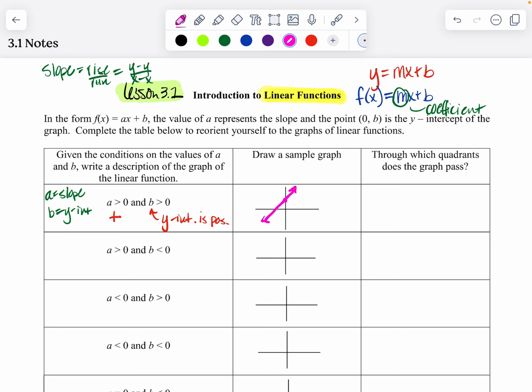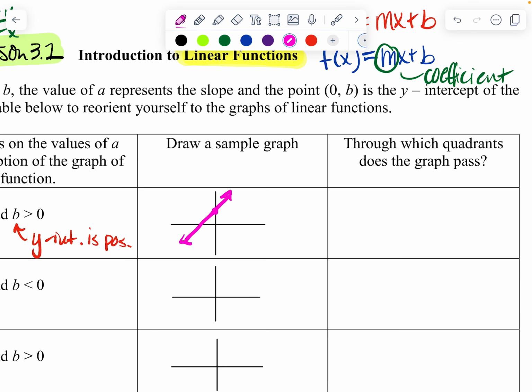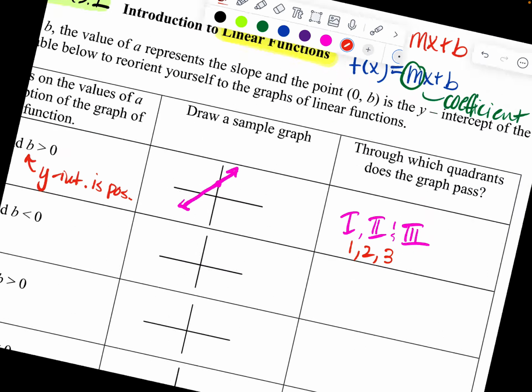So then it asks the question, through which quadrants does the graph pass, right? Well, remember, this is quadrant 1, 2, 3, and 4. So the only quadrant it doesn't pass through is 4. So it does pass through 1, 2, and 3. And you can write that as Roman numerals, or you can do 1, 2, and 3. It doesn't matter to me.